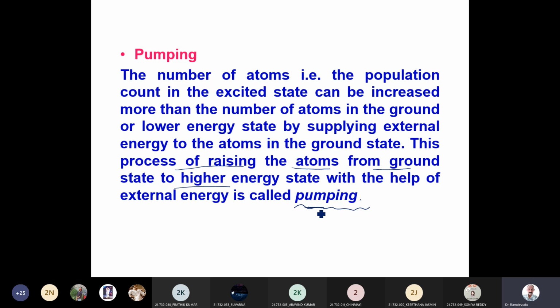Therefore, we define three important terms here. One is the metastable state, a state having more atoms and a longer lifetime. Then population inversion, the process of having more atoms in the excited state than the ground state. And pumping is the process of taking atoms from the ground state to the excited state to obtain population inversion. These three are important to get a lasing action or laser light from a given system.